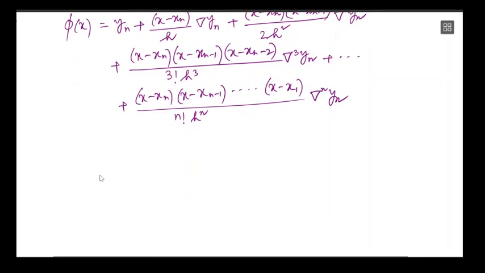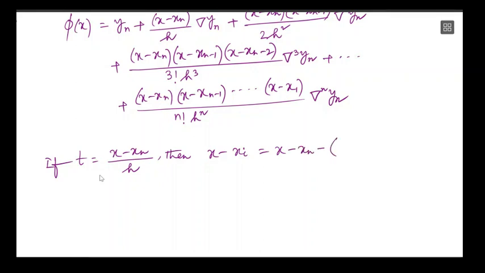As before, if we use another variable, say t equals x minus xn by h, then we will have x minus xi equals x minus xn minus xi minus xn. x minus xn is th, and what is xi minus xn?